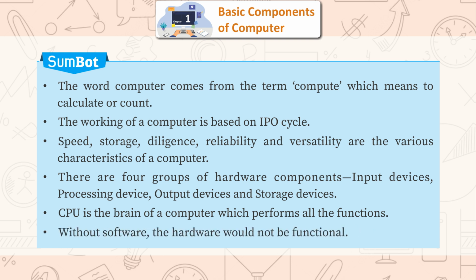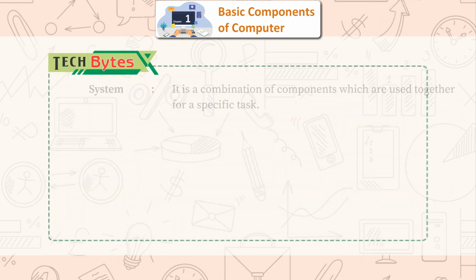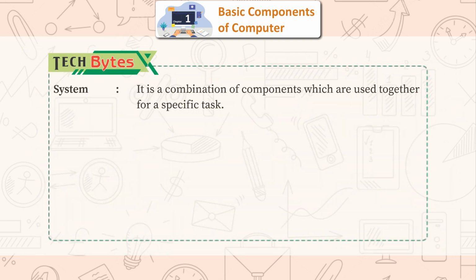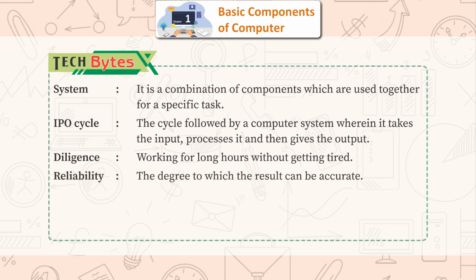Without software, the hardware would not be functional. Tech Bytes. System. It is a combination of components which are used together for a specific task. IPO cycle. The cycle followed by a computer system, wherein it takes the input, processes it, and then gives the output. Diligence. Working for long hours without getting tired.